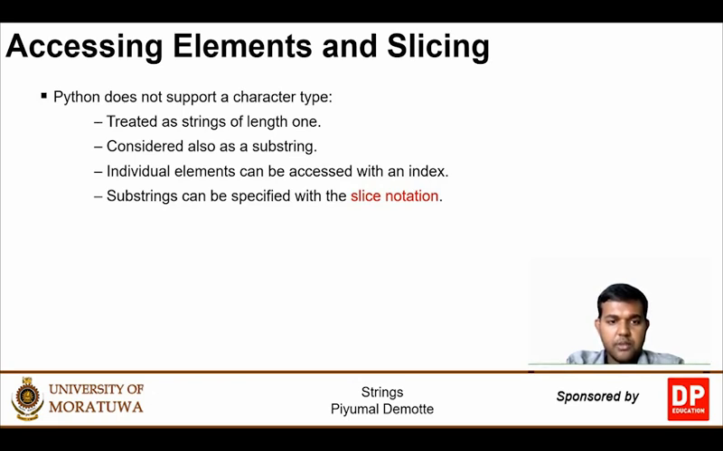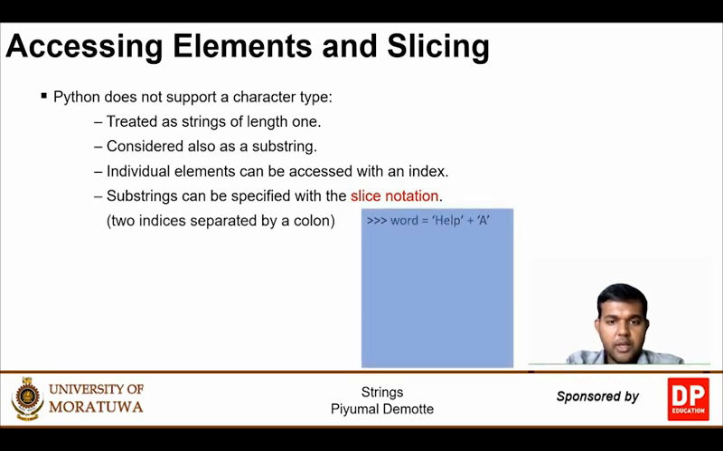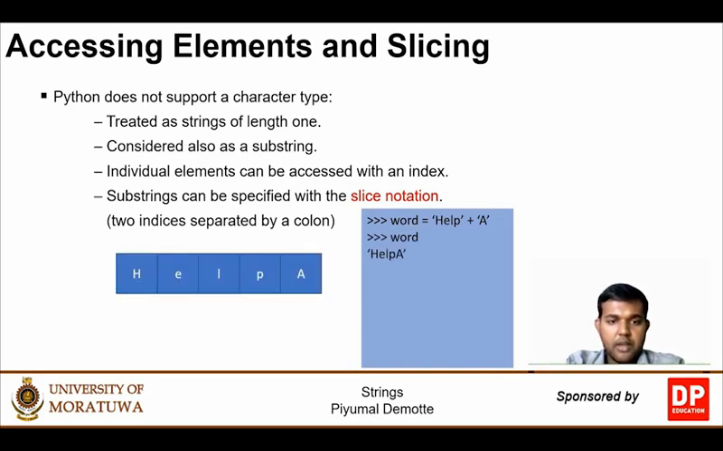substrings of a string. As an example, let's create a string with the concatenation operator and assign it to the variable word. If we try to access the character at index 4, it will return the fifth character in the string since the index starts with 0. If we consider the substring specified by the slice notation within square brackets, 0 colon 2, the substring between indices 0 and 2 will be retrieved, excluding the character at index 2.